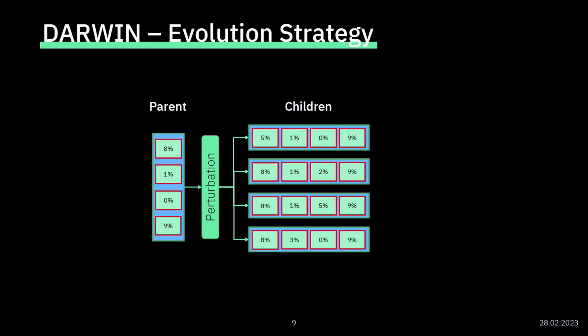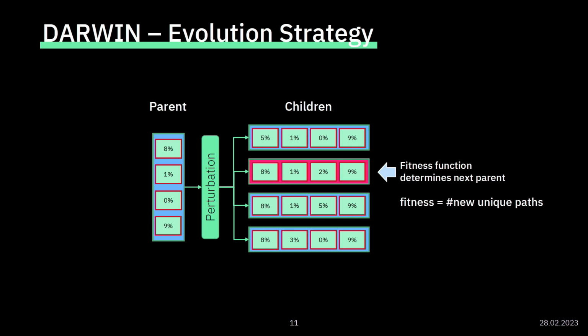And this perturbation modifies a single entry in this vector and generates a set of children based on this parent. Then you define some kind of fitness function, which in our case was the number of new unique paths, because this is a number that you can efficiently get at runtime. You see which of the children solutions evaluates best with regard to this fitness function. If we found such a child, this will be the best parent in the next iteration. And you just continue this throughout the fuzzing campaign.